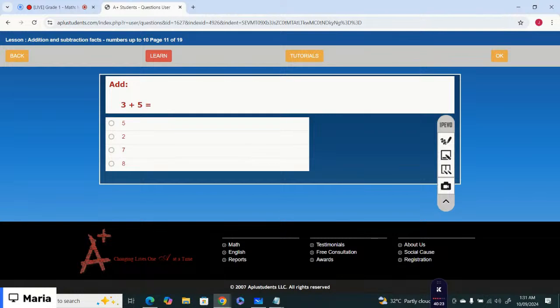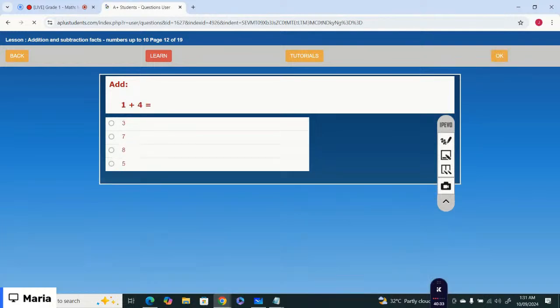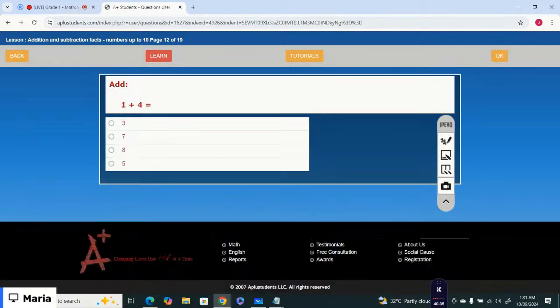3 plus 5 is, yes, the correct option is 8. The last option is the correct one. The next one is add 1 plus 4, which is the correct option? 1 plus 4. So, the correct option is, yes, 5 is the correct option.